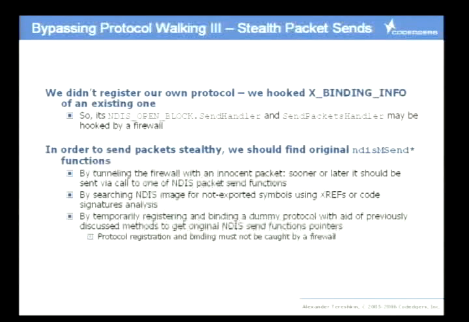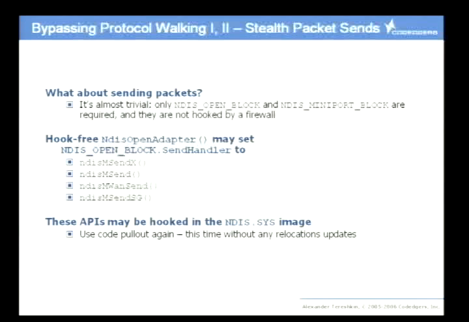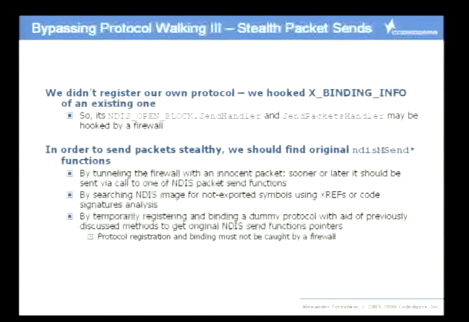So there are three possibilities for finding original functions which may send packets to the network, bypassing any firewall installed. We may find these functions by tunneling the firewall, by searching in this image, or by temporarily registering and binding a dummy protocol. And this protocol registration should not be called by a firewall, because we have to find these functions, these msend and others, and we don't want to get these functions hooked.